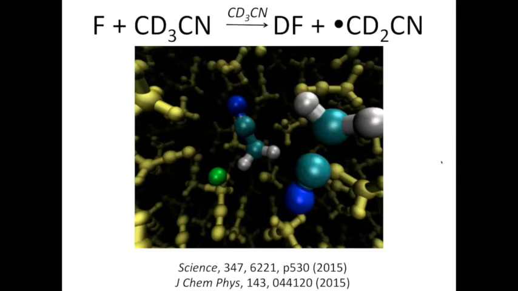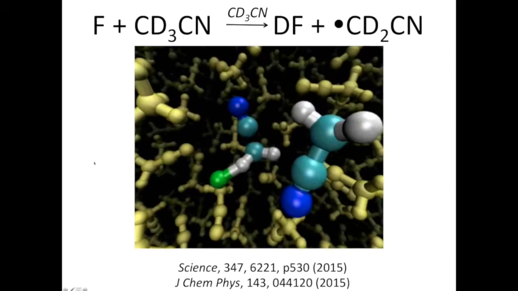All right, and so this is a reaction of fluorine radical plus deuterated acetonitrile, embedded in a solvent of deuterated acetonitrile, to make DF and the corresponding co-radical. And so again, I have a movie of this, and here I've highlighted all the solvent acetonitriles in gold, and I've highlighted 2 of them in the standard VMD colors, and you'll see why in a moment. So I'm going to run this movie.